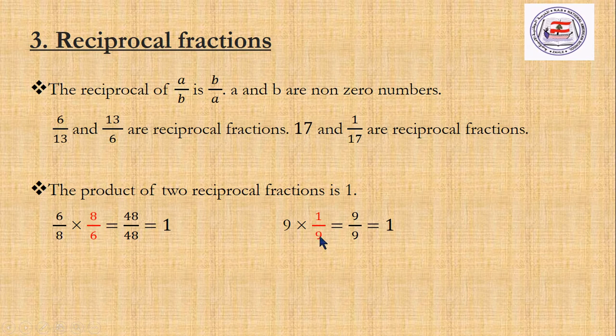9 times 1 over 9. Two reciprocal fractions, 9 over 1 and 1 over 9. It's equal to 9 over 9, and 9 over 9 is 1. Then the product of two reciprocal fractions is 1. Remember that.